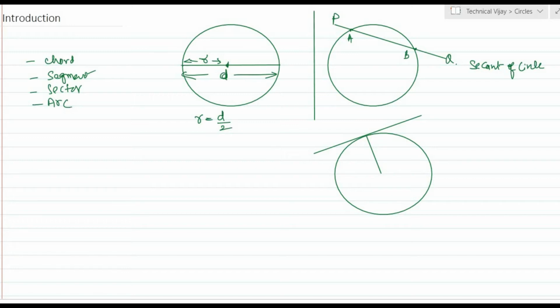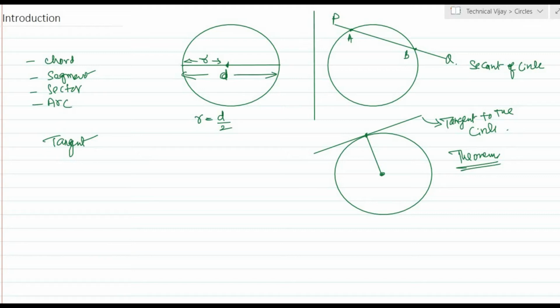Now suppose this line touches the circle at only one point, whereas here it was touching at 2 points. If it touches at only one point, then this line is called a tangent to the circle. It is observed that the tangent to a circle is always perpendicular to the radius of the circle. That we are going to study in the theorems.